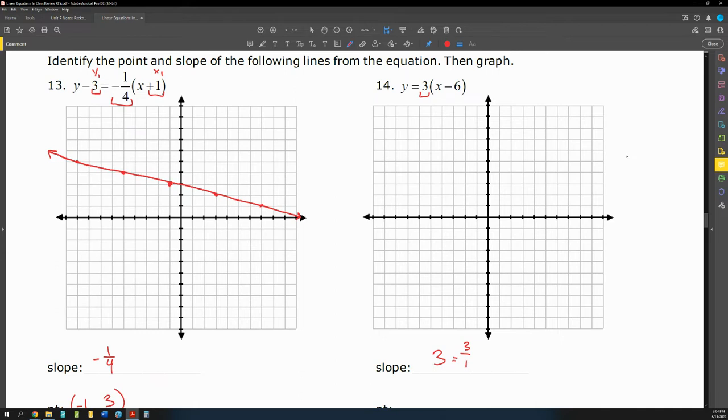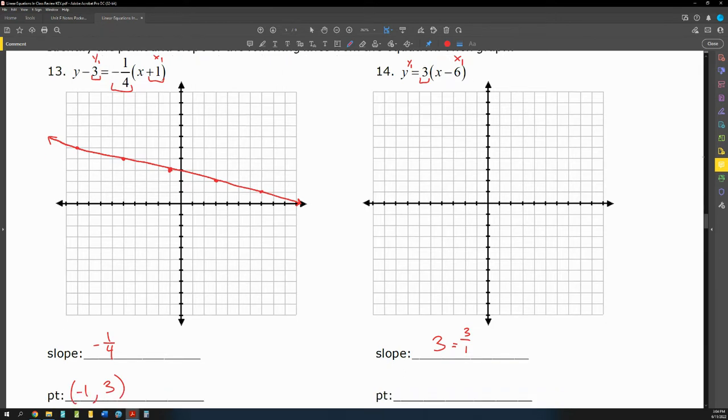For the point, x1, y1, well, I noticed that x1, we're subtracting 6, so then our x1 must be 6. But our y1, we're not subtracting anything from y. It's just y. We could also rewrite this as y minus 0, therefore telling us that our y1 is 0. So our point is 6, 0. So we'll go ahead and plot that point, and then using our slope to find our other points from there, we're going to go up 3 and to the right 1, up 3 right 1, and so on. Can also go down 3 left 1, and we've got this line here.